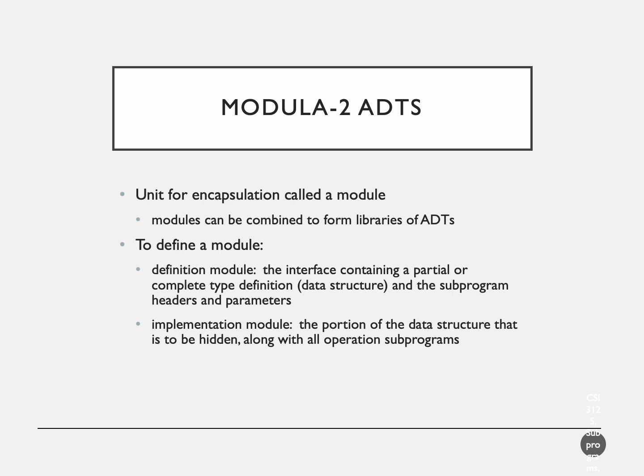Then there is the implementation module. This is where the actual logic and internal details reside. It includes the complete data structure and all the subprograms, and this part is hidden from external code, ensuring proper information hiding. This separation supports both abstraction and security, which is why the concept of modules became foundational in many modern programming languages.